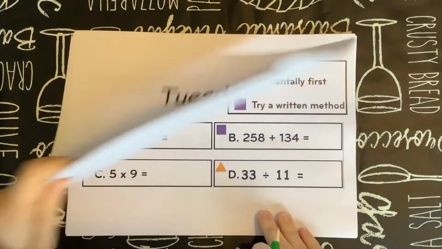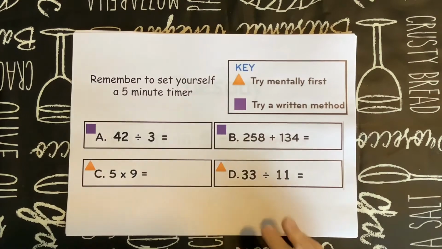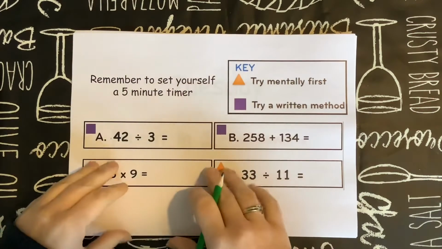So here's your Fluent in 5. If you haven't done so already, please pause the video and set yourself a timer and have a go. So the answers.